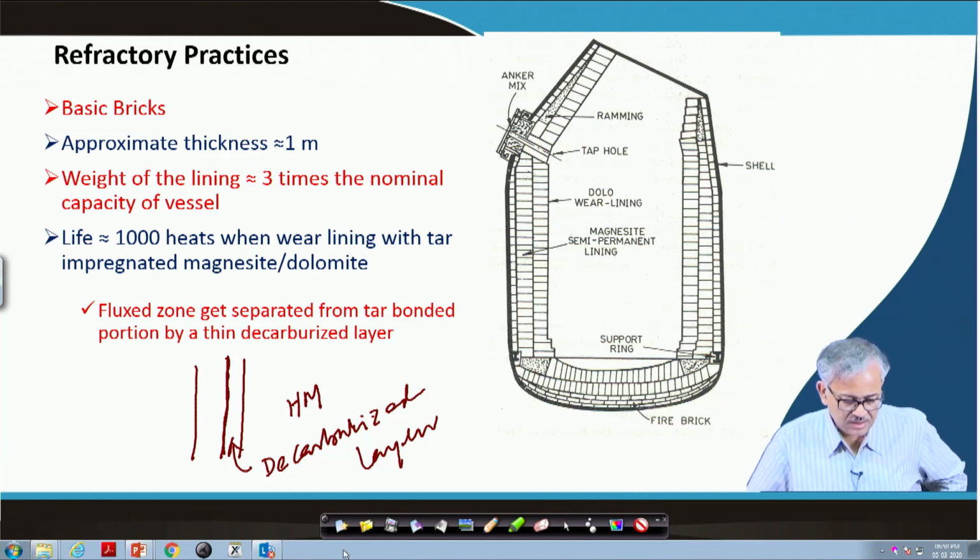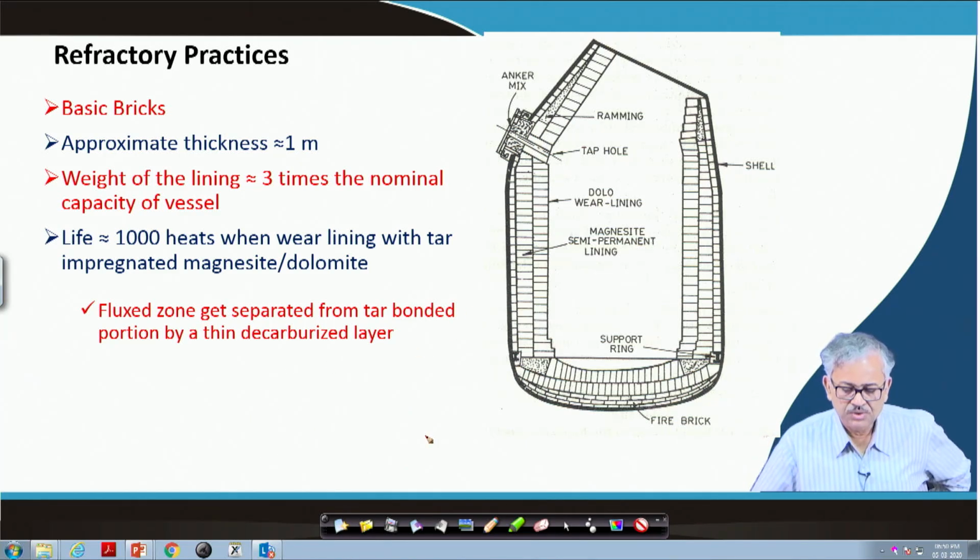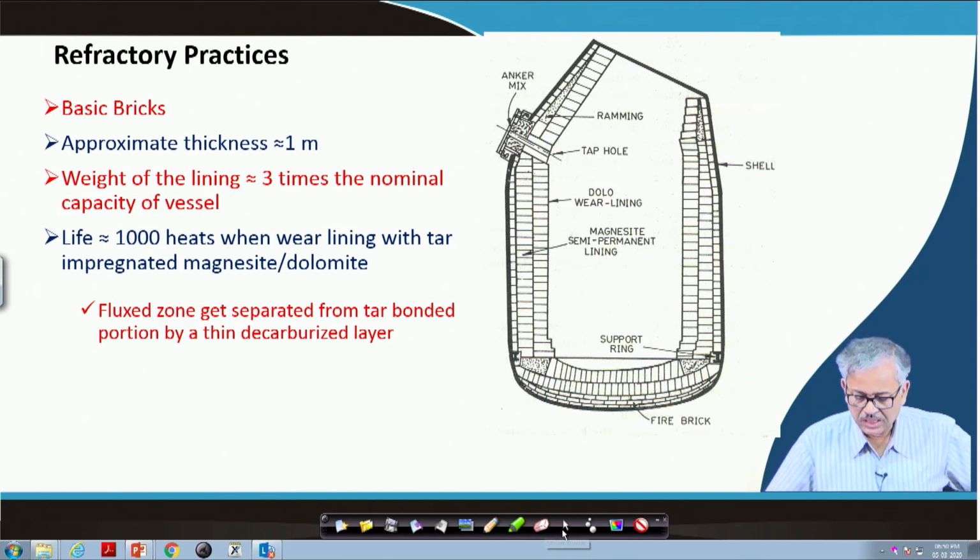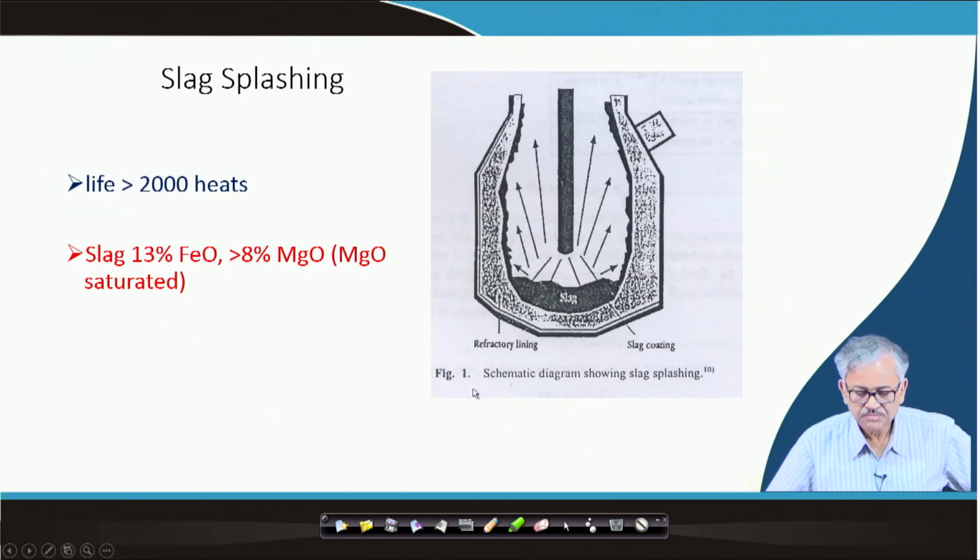And then another technique by which the refractory lining can be improved is called slag wash or slag splashing. Whatever slag is left over in the LD furnace, you can adjust its composition such that you have 13% FeO and greater than 8% MgO in the slag, because FeO gives the fluidity of the slag, and the MgO basically gives the protection.